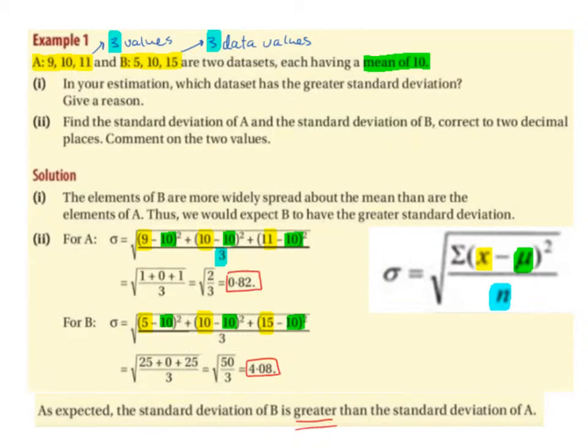And we have the square root. 25 plus 0 plus 25 is 50. So that's root 50 over 3, which is 4.08. As expected, the standard deviation of B is greater than the standard deviation of A. 4.08 is greater than 0.82.